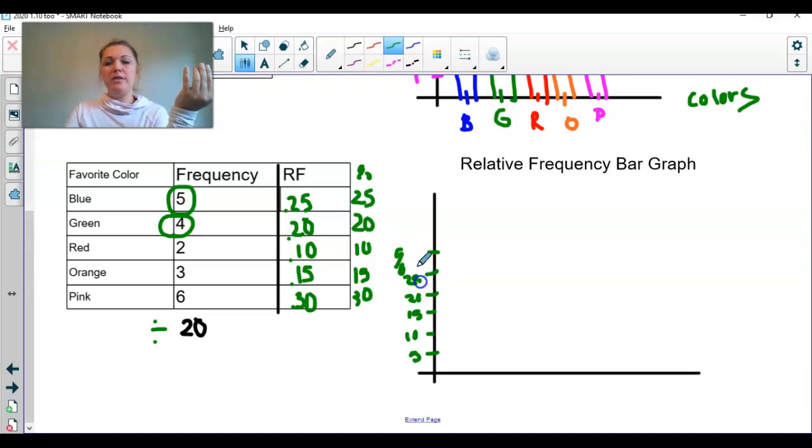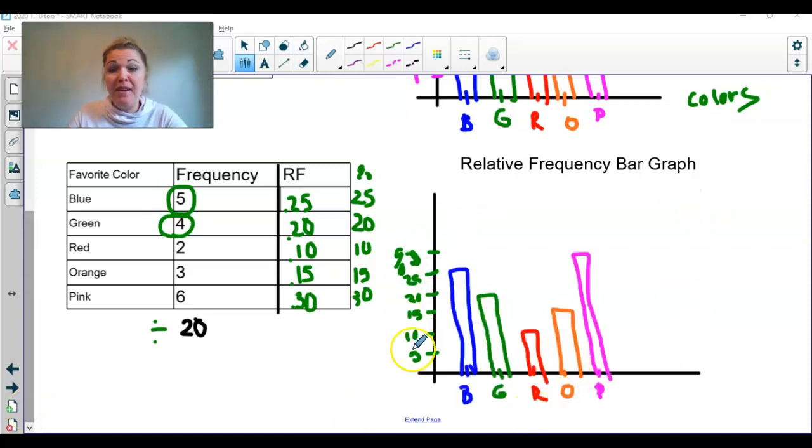Now, what I want you to do is pause your video and try this on your own. And when I come back, it will all be done and you can check and see if you did it right. Okay, guys, now compare what you have to my graph here.